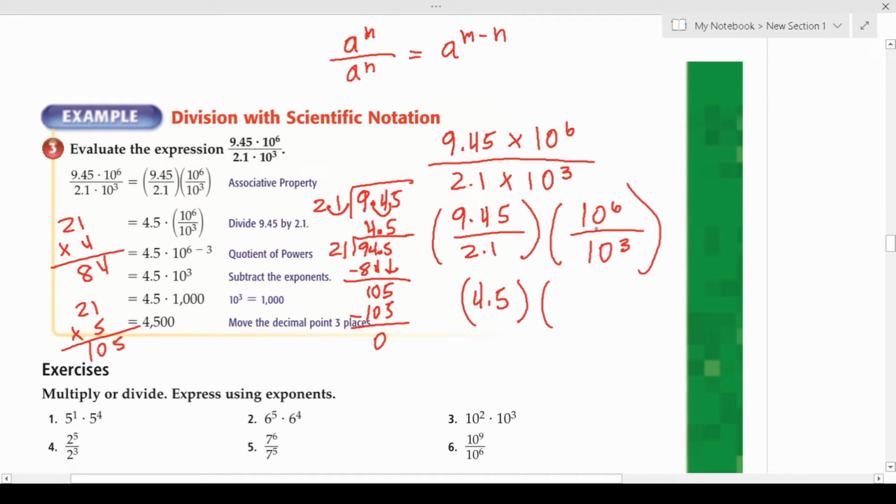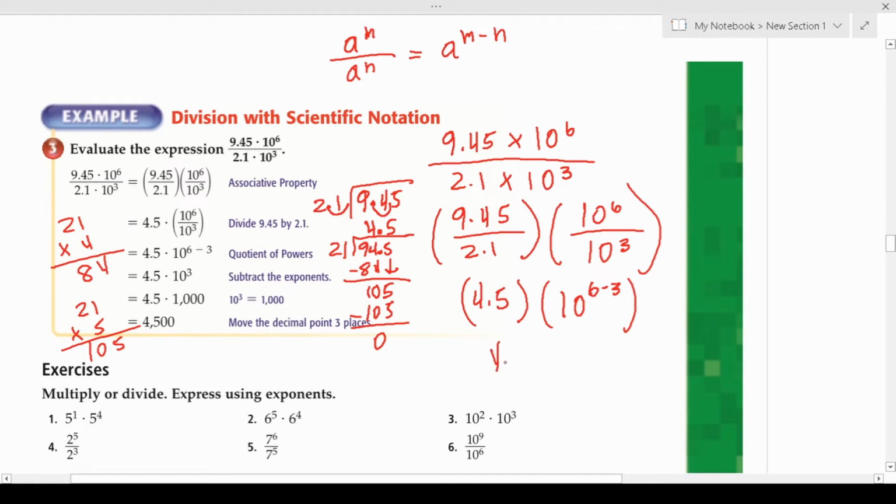Now we got to deal with this right-hand side of the parentheses, that is 10 to the 6th divided by 10 to the 3rd. Well, if we take a look at this quotient rule, which is one of the laws of exponents in that chart I mentioned previously, as long as the exponents have the same bases, we can subtract their exponents. In this case, 10 is the base for both of these. So all we're going to do is take 10 and do 6 minus 3.